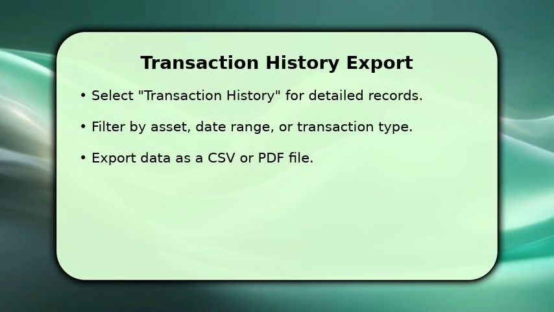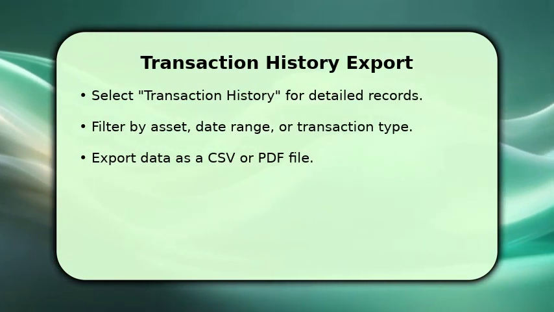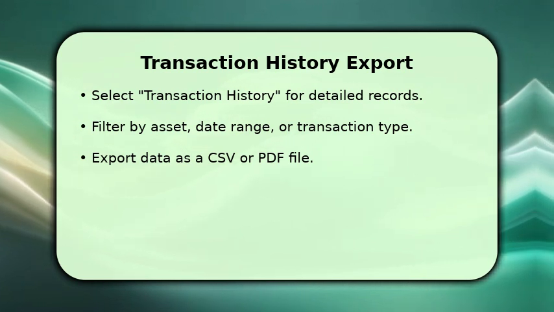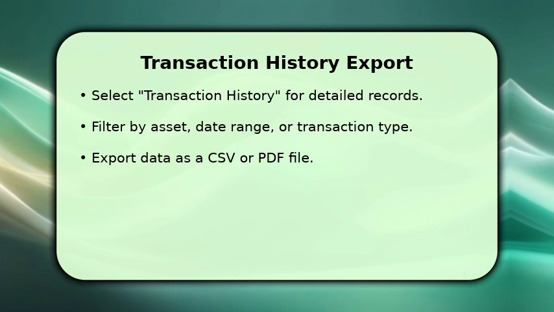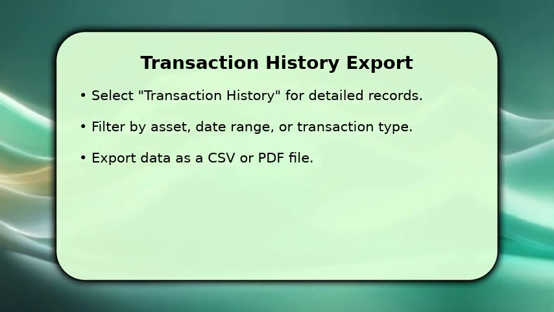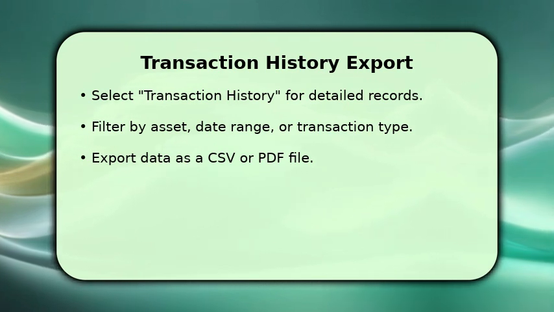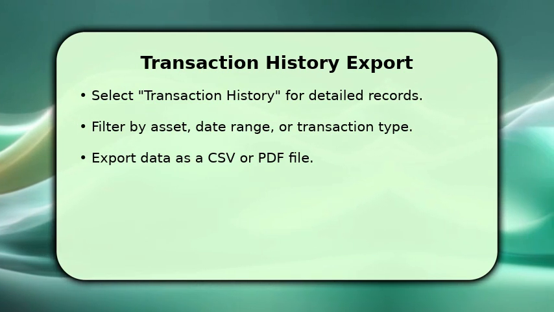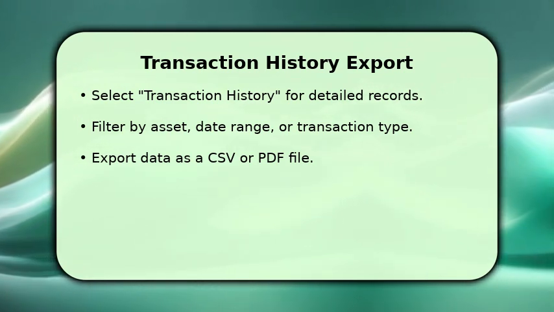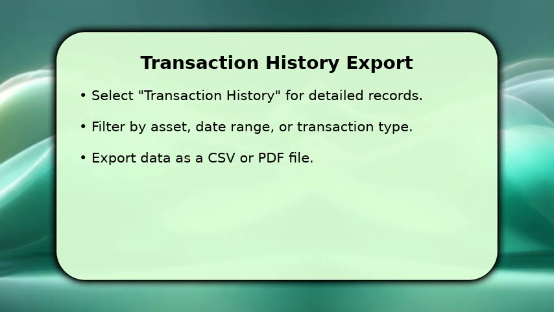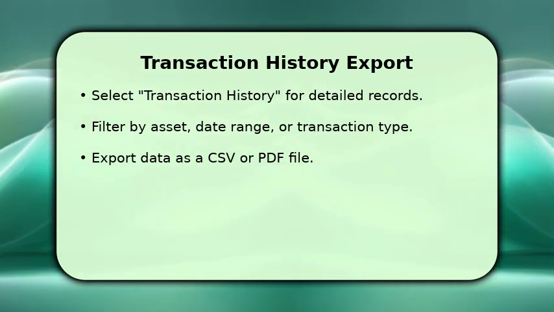If you need a detailed record of all your buying, selling, and trading activity, choose the Transaction History option. Here, you can apply various filters to narrow down your search, such as by a specific cryptocurrency asset, a custom date range, or even the type of transaction. Once you've refined your selection, you'll have the option to export this data, typically as a CSV file for spreadsheet analysis or a PDF for easy viewing and record keeping.